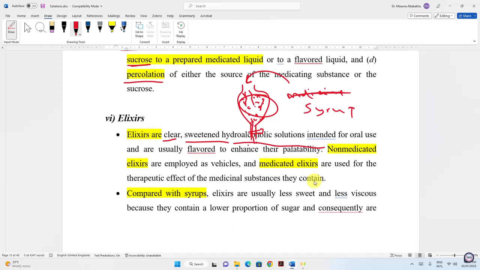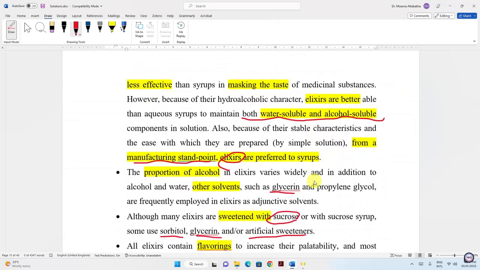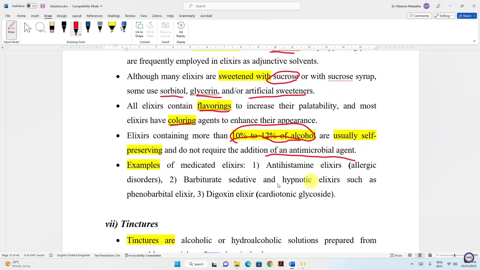What we said in syrups is that most preparations are antitussive, for cough, and antihistamine, for allergy, right? Here are the examples that you might find: antihistamines for allergy, yes, but you will also find barbiturate, sedative and hypnotic elixirs, such as phenobarbital. This is a weak acid, if you remember. We said phenobarbital is a weak acid in the beginning when we talked about solubility.